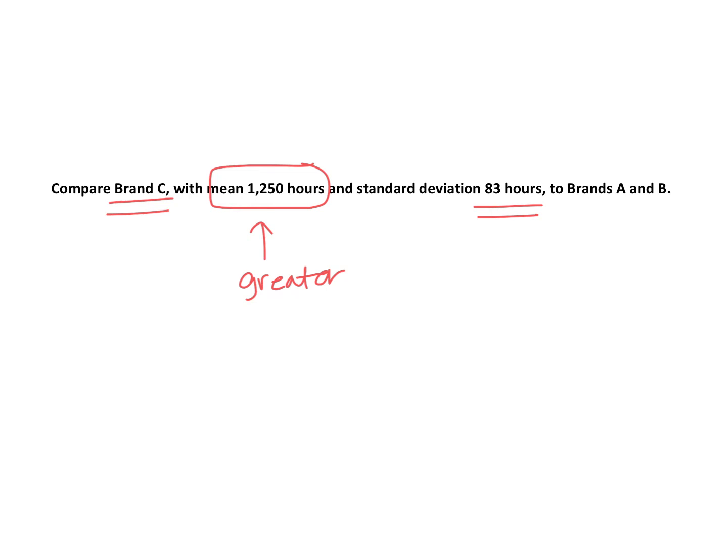Brand A was around 75. Brand B, we estimated to be a little over 100 probably. But the main thing that we're able to compare right here is that brand C has a greater lifespan than the other two brands.